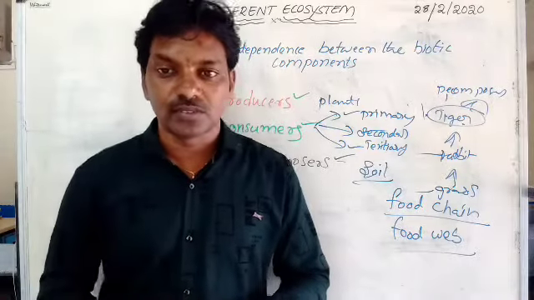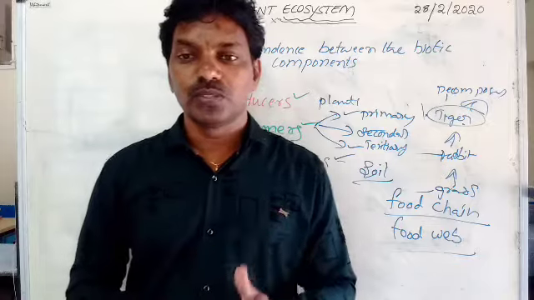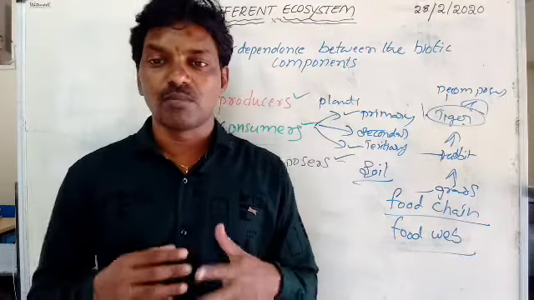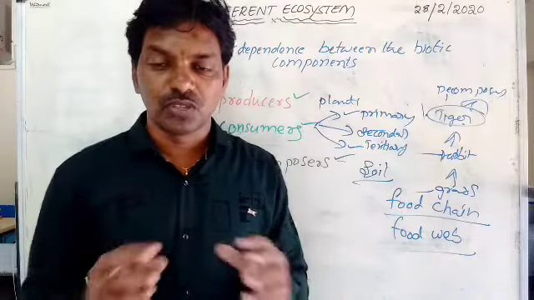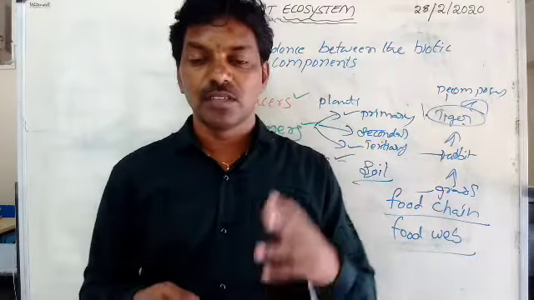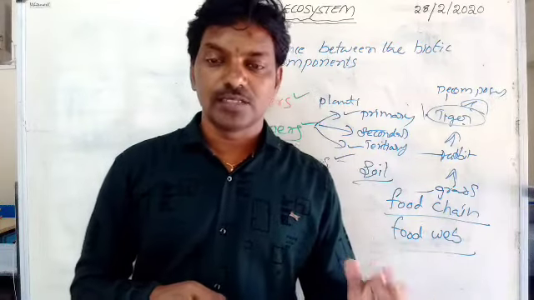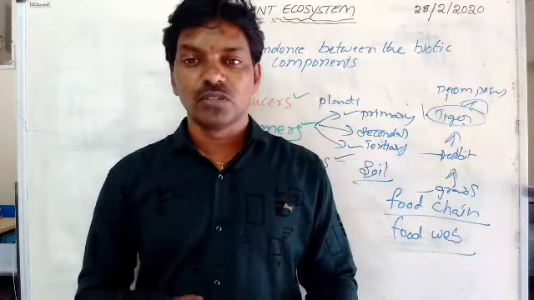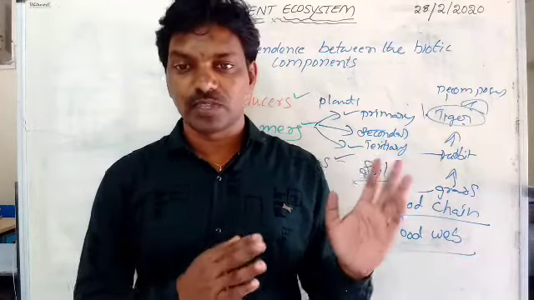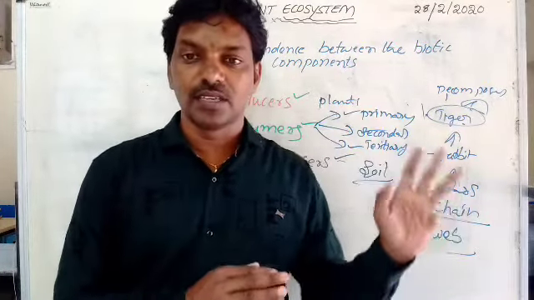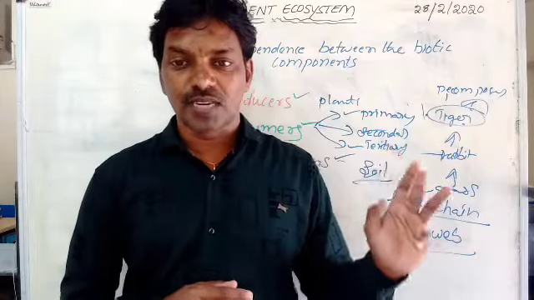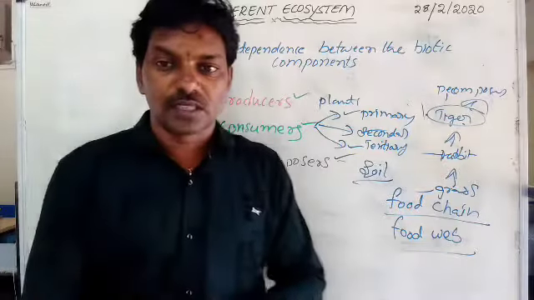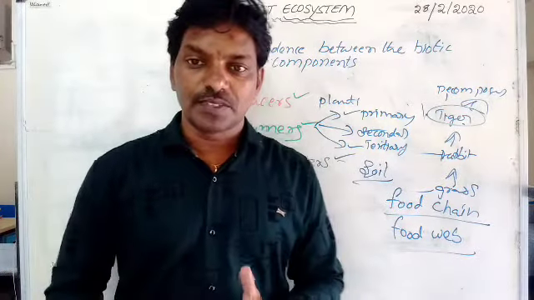Based on the food mode, three levels are there in an ecosystem. The first is the producer, the second is the consumer, and the third is the decomposer. Producers are almost all green plants, which prepare their own food. Consumers: primary consumers are grass eating, secondary consumers are flesh eating, and tertiary consumers eat both grass and flesh. So carnivore, omnivore, herbivore, as we discussed in previous classes: herbivore primary, carnivore secondary, omnivore tertiary. Like that, consumers are there.